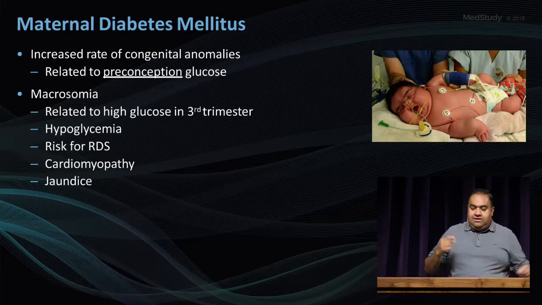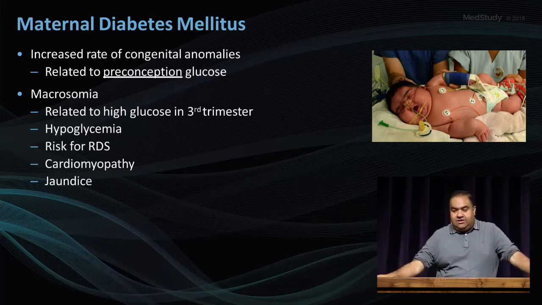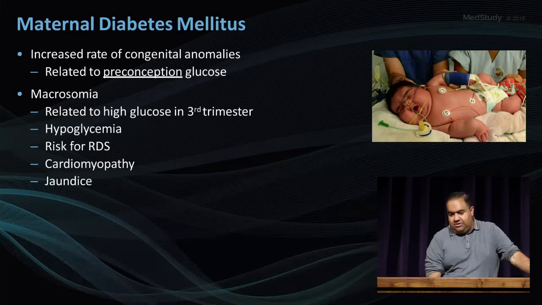So hypoglycemia, high glucose, risk of respiratory distress syndrome, cardiomyopathy, and jaundice. And we'll go through more glucose and glucose pathophysiology a little bit later.